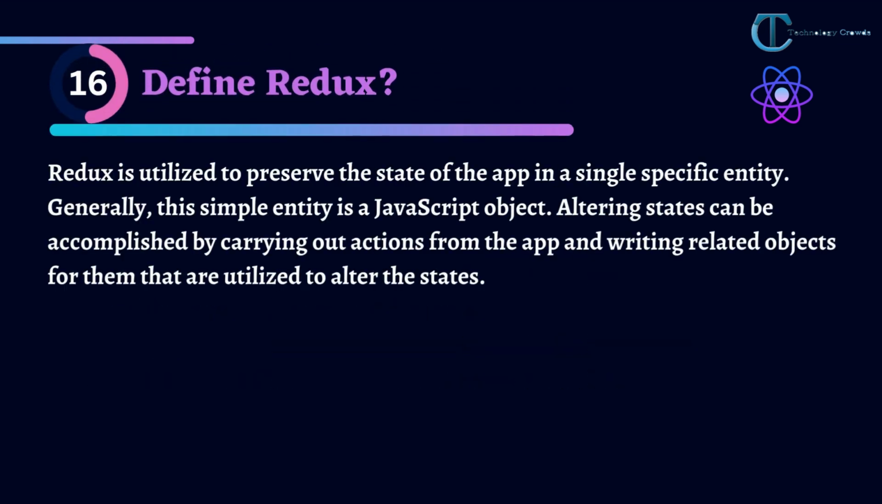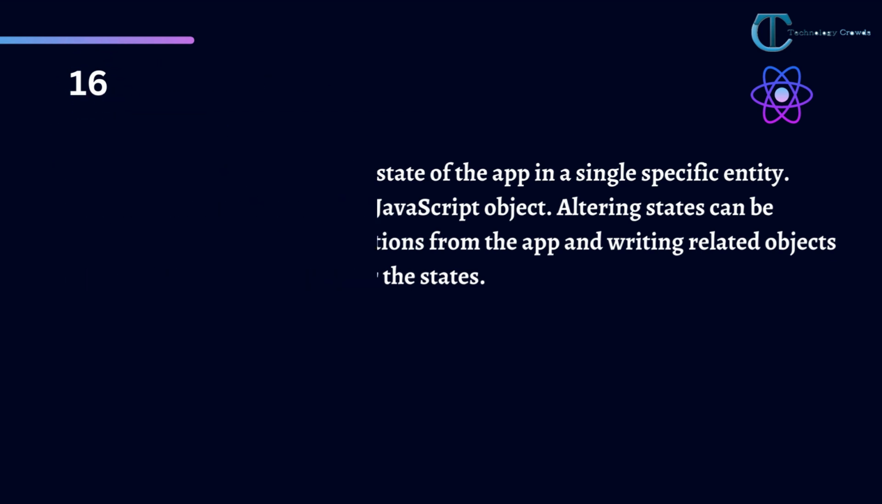16. Define Redux. Redux is utilized to preserve the state of the app in a single specific entity. Generally, this single entity is a JavaScript object. Altering states can be accomplished by carrying out actions from the app and writing related objects for them that are utilized to alter the states.